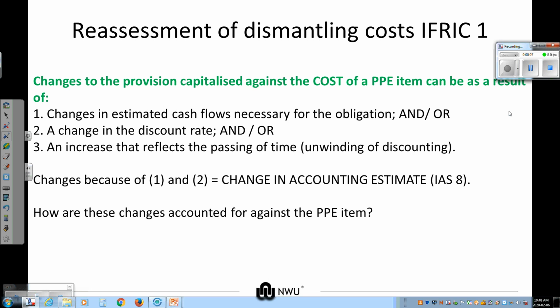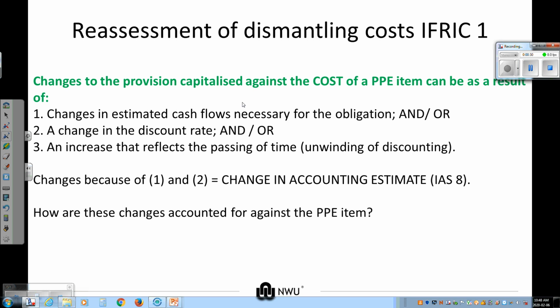IFRIC 1 is about the reassessment of dismantling costs. So remember, if we buy an asset and with it there's the obligation to dismantle at the end of the asset's total useful life, we will debit the asset, increase the asset with the present value of that provision, and we will credit the provision.